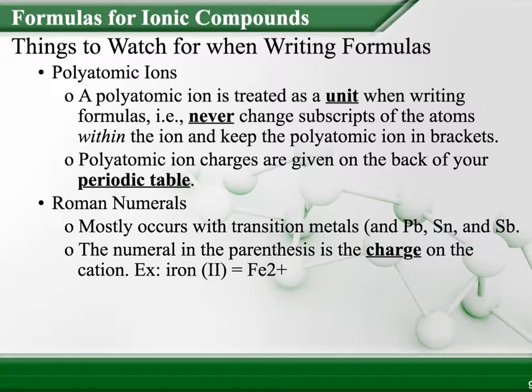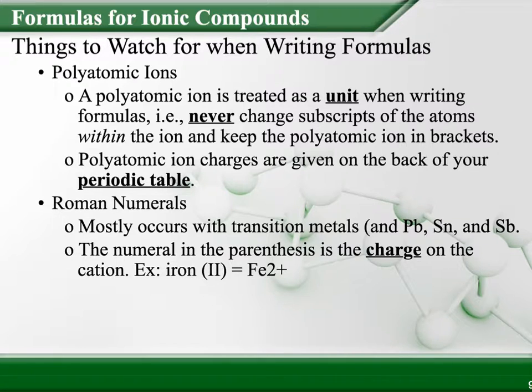A couple of things to watch out for is our polyatomic ions. These are going to be placed in parentheses, and we can never change any of the subscripts of the atoms within those brackets. They have to be treated as a unit when we write the formulas. So we're going to write it down as we see it, and our polyatomic ions are found on the back of our periodic table. They have listed the formulas, the charges, and the names on the back of the periodic table.